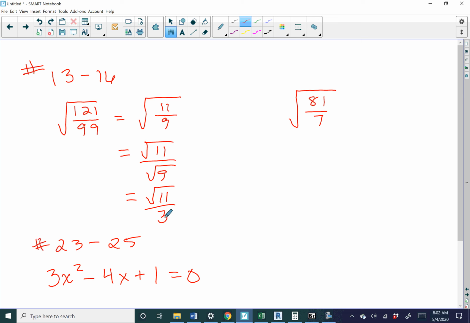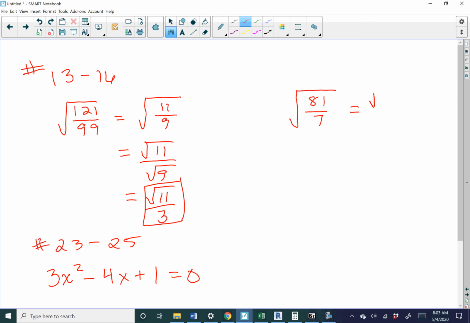And the square root of 9, of course, is 3, so that part is done. This is the simplified version of square root of 121 over 99. All right, square root of 81 over 7. I can't reduce that any, the 81 over 7.